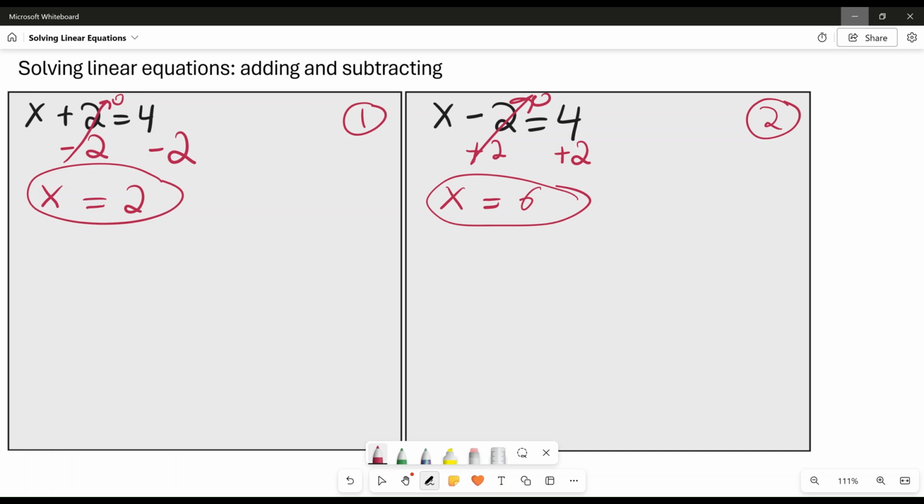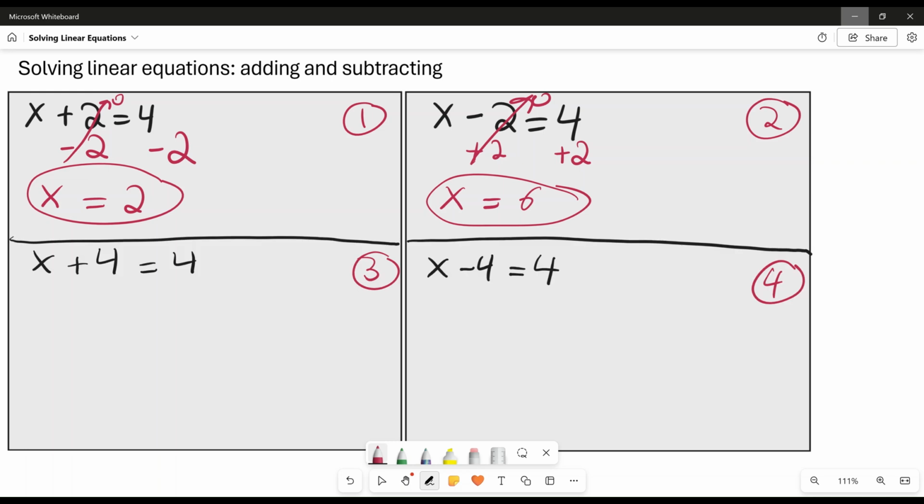Now let's test your knowledge. I'm going to give you 2 more equations. I would like you to pause the video, solve these 2 equations, come back and watch me solve them, and see if you get it right. Here are the 2 equations, equations 3 and 4. Go ahead, pause the video, try to solve both of these on your own.